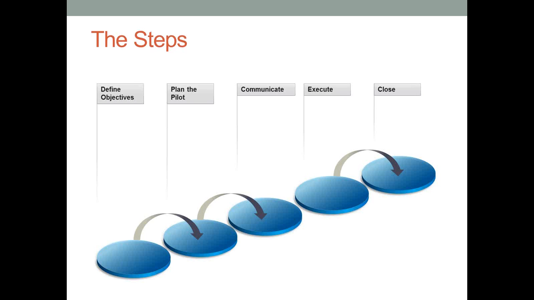So there are 5 steps here. There's actually a 6th step that we're missing out here, and these are defining the objectives, what is it that we're trying to achieve out of the pilot, planning the pilot itself, and communication as a separate step by itself, and executing the pilot, and closing out the pilot. And the final step that I've left out here is transitioning out. So closing and transitioning can be considered one single step. So essentially these are the broad steps involved in doing a pilot, and we'll cover these one at a time.